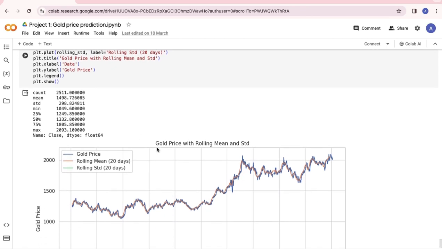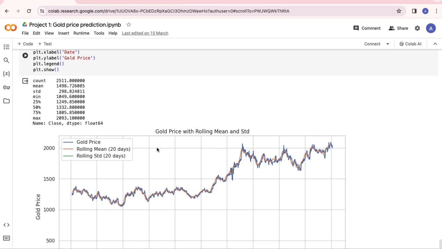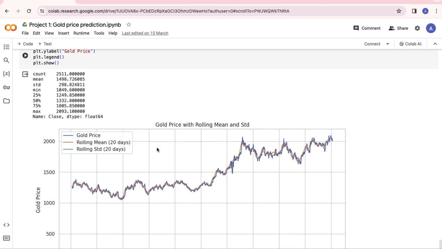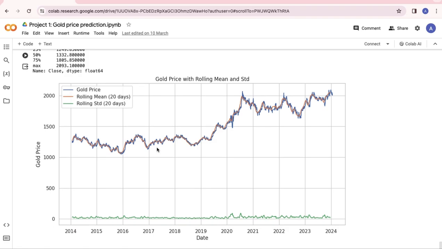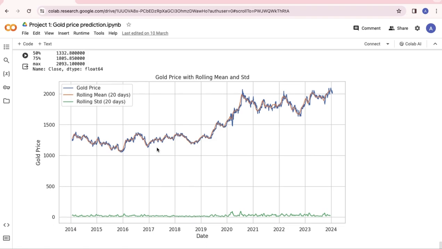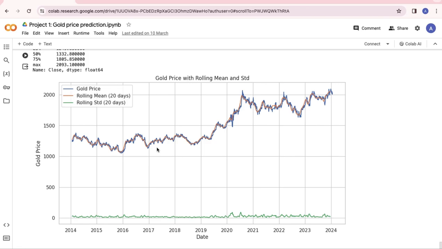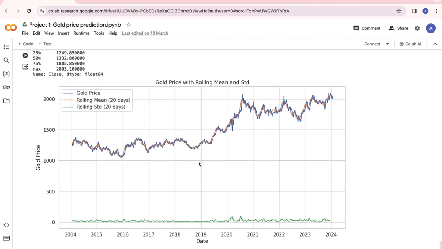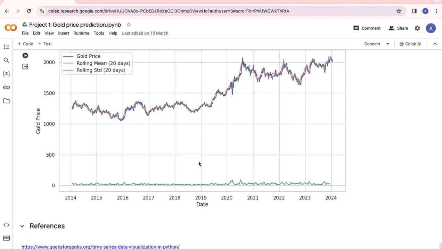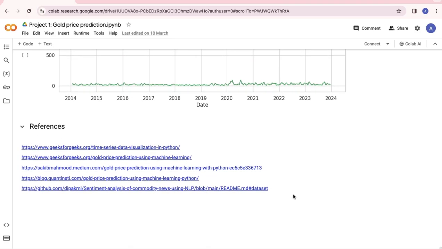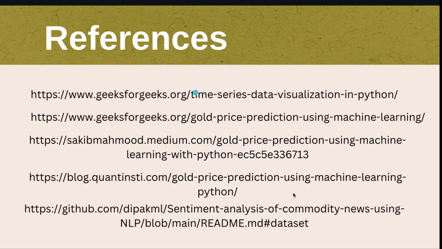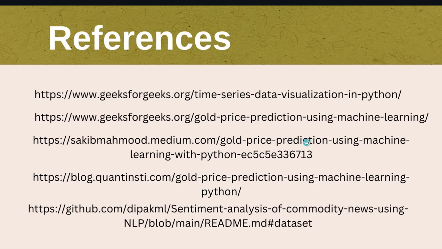Then we have also created a plot to visualize the gold price data along with the rolling mean and the rolling standard deviation. It uses matplotlib to plot the gold price, the rolling mean, and the rolling standard deviation. And we've also added labels, titles, and the legend for the plot. I have next included all the references in the code as well as the PPT.